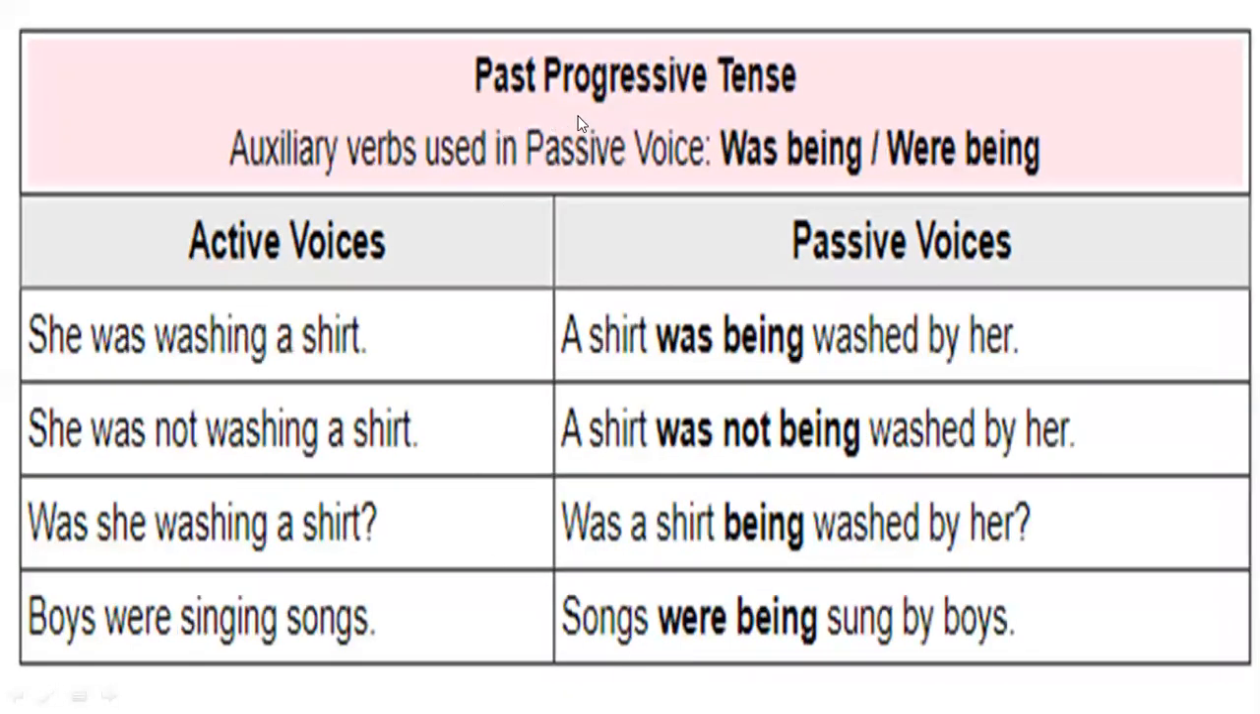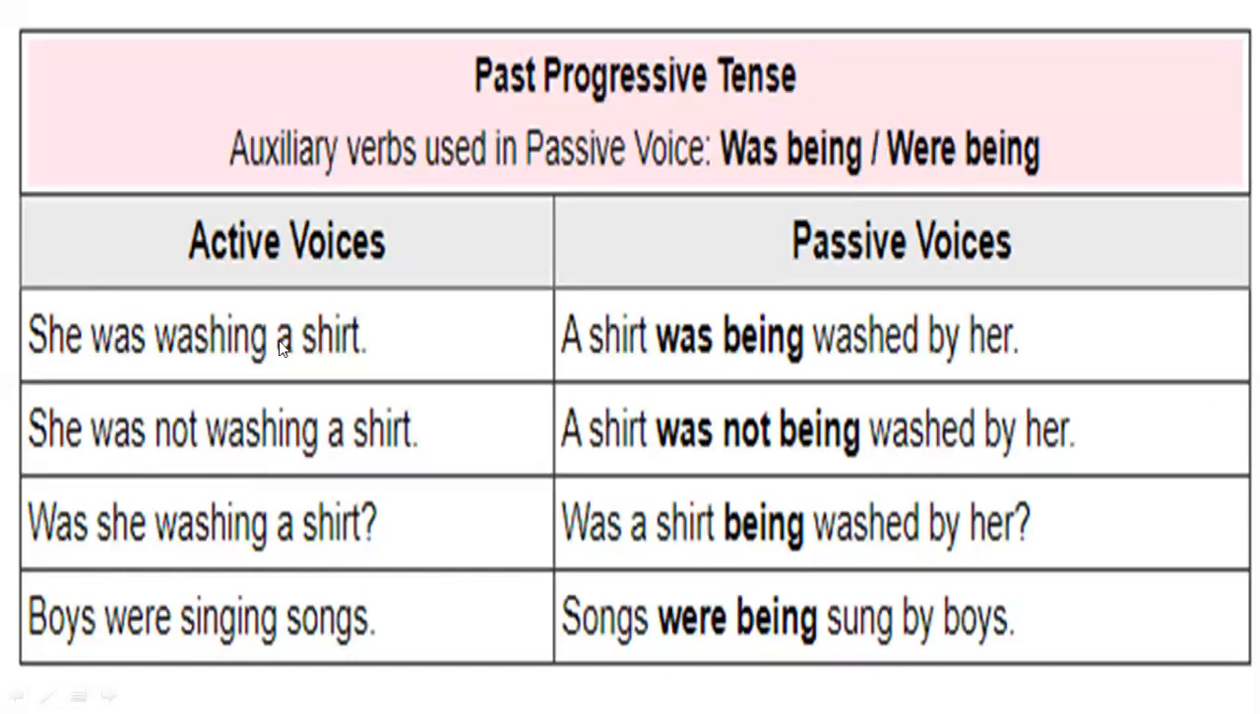The next is past progressive tense, or the past continuous tense. Auxiliary verbs used in passive voice are was being and were being. Again, we will be looking at the new subject of the passive voice, which is obviously the object of the active voice. So, if the new subject is singular, we'll be using was being, and if the new subject is plural, we'll be using were being.